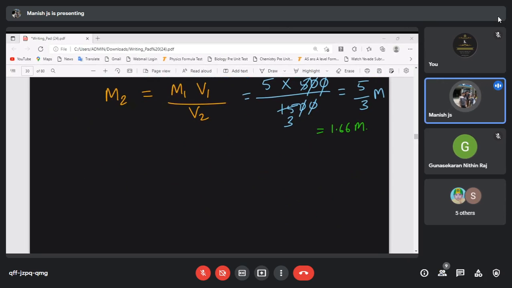So I hope this is clear. As I'm explaining, you can write it down in English so that you will not forget. So make sure that it is there in your notes.